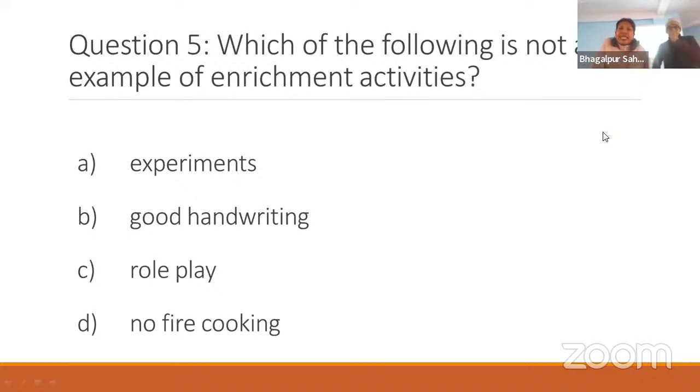B is good handwriting. Do we assess a child with the handwriting? अगर उसने अच्छे से activity किया है, तो क्या handwriting ले उसका marks काट लेंगे? No. We don't judge a child with the handwriting. Yes, experiments and subject enrichment: experiment is a part of enrichment activity. Role play, dramatization is a part. No fire cooking is a part where we keep things with the children and they assemble it. कभी लोग burger बनाते हैं, कभी शरबत बनाते हैं, कभी puffed rice snack बनाते हैं. So that is a subject enrichment activity.